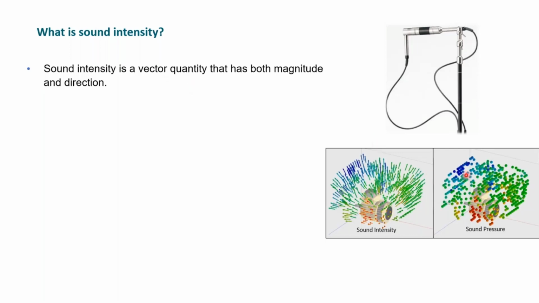I've got this nice little graphic down here that uses one of Siemens's other instrumentation products, called the sound brush, if you're familiar with that. Sound pressure is just the magnitude. You can see these little red spots show the amplitude of what's being measured, but it doesn't show the direction, where that sound is emanating from. But sound intensity offers both quantities.